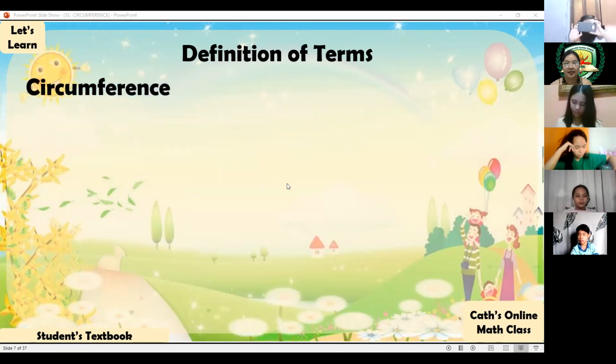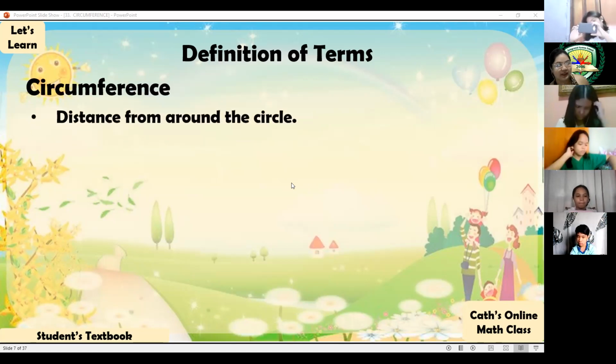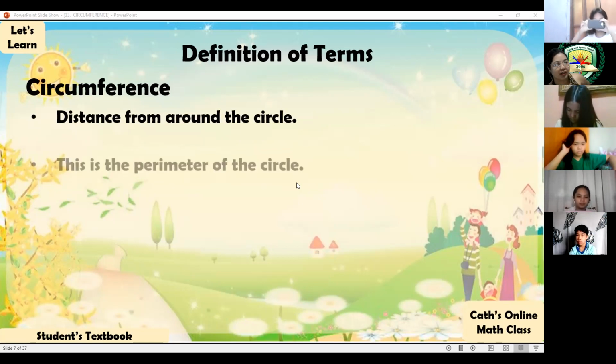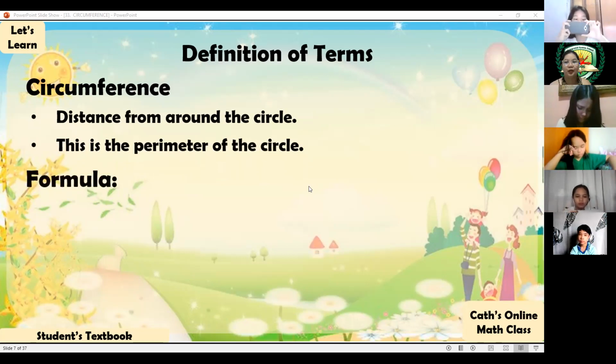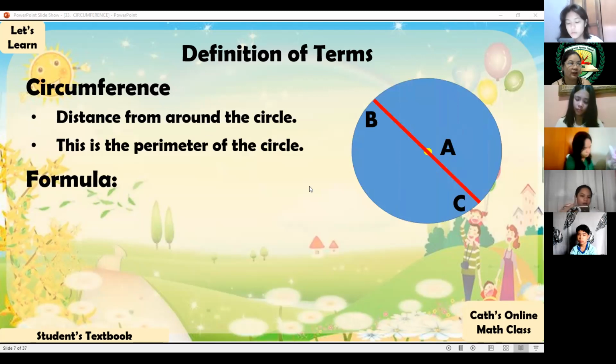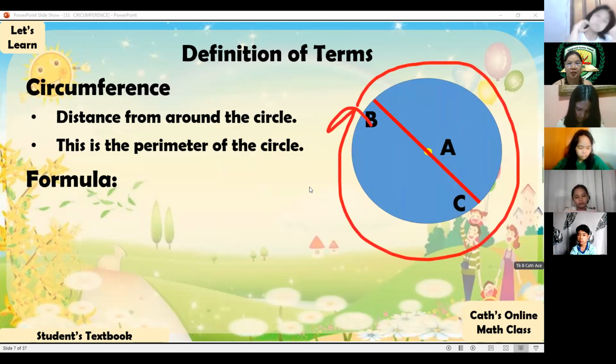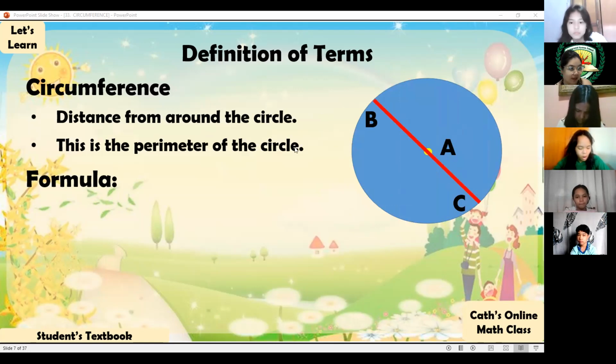We have the circumference. This one is what we call the perimeter of the circle. Okay, the distance around the circle, or the perimeter of the circle. So we have a formula in order to get the circumference. Say this is your circle. How could you get the distance around this one? It's not a line segment. Only the diameter and the radius are line segments. How are you going to get that?